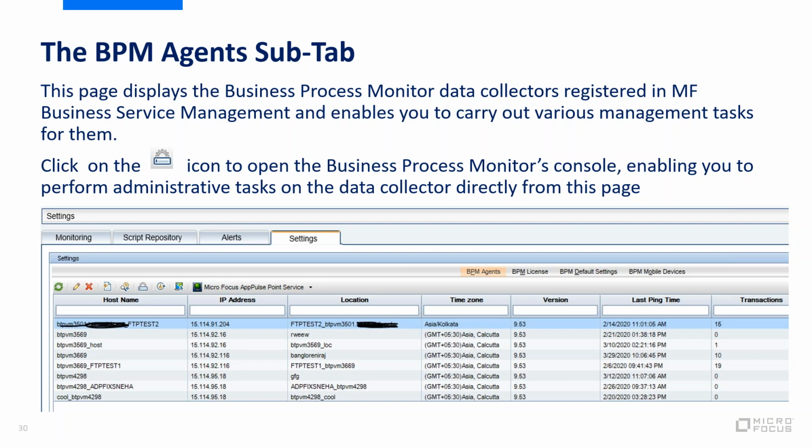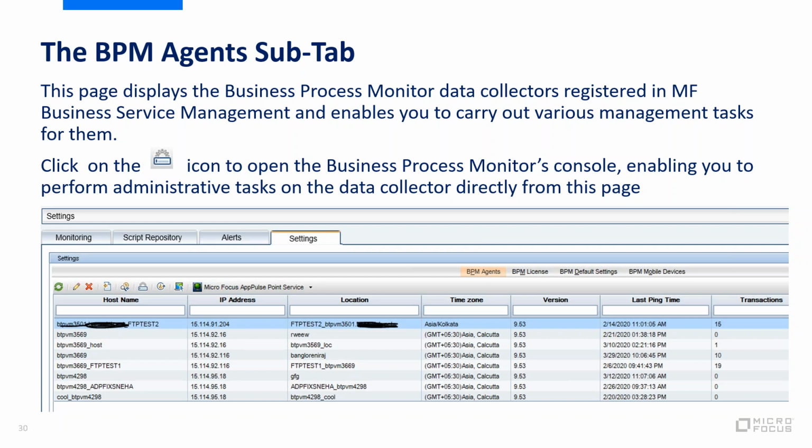You can also edit this, and you can specify which BPM has to be attached to which business application. That attachment can be done on the monitoring tab, but you can see the list here, or you can add or delete the locations here in the settings tab.